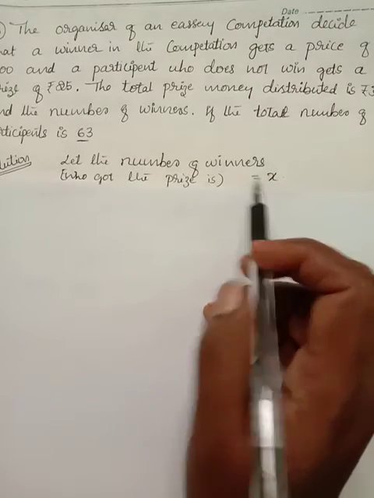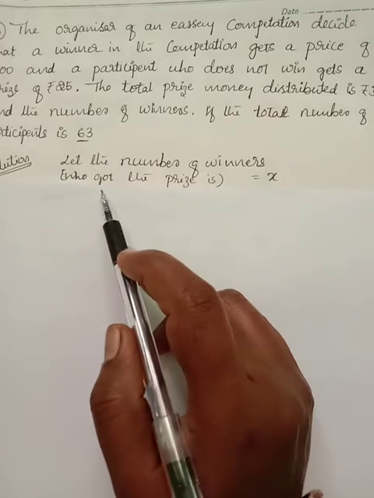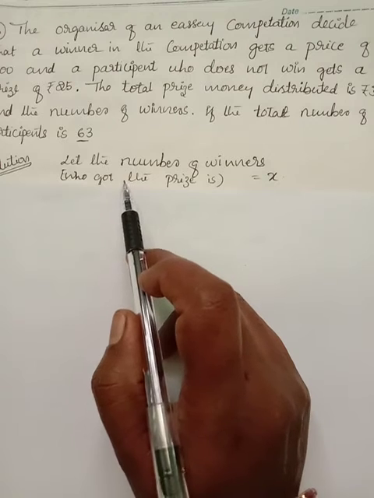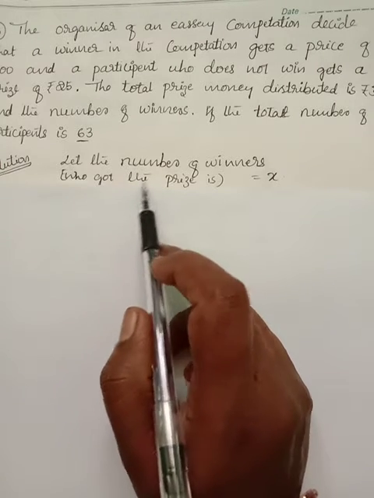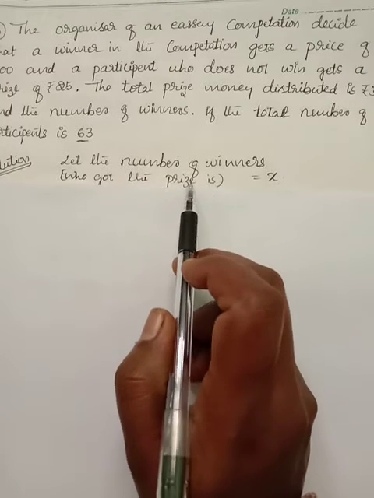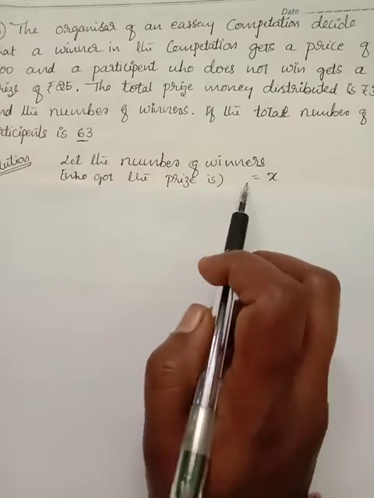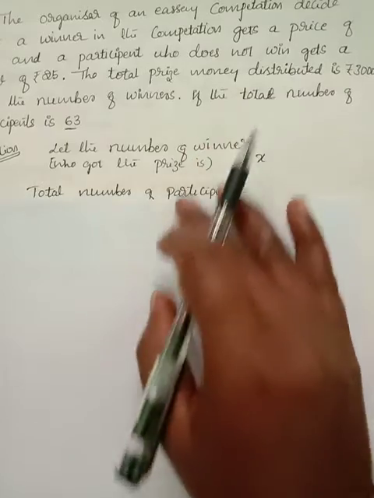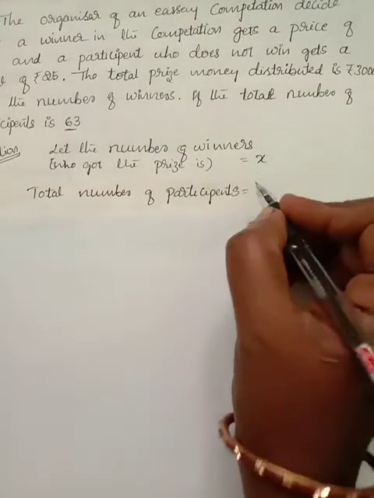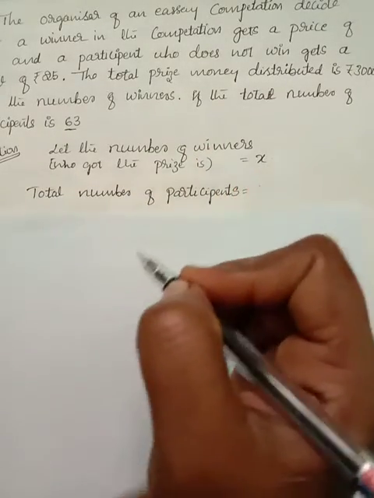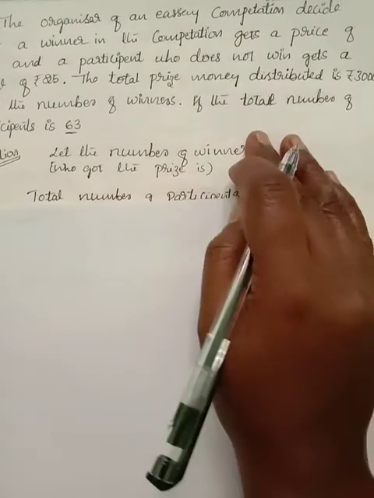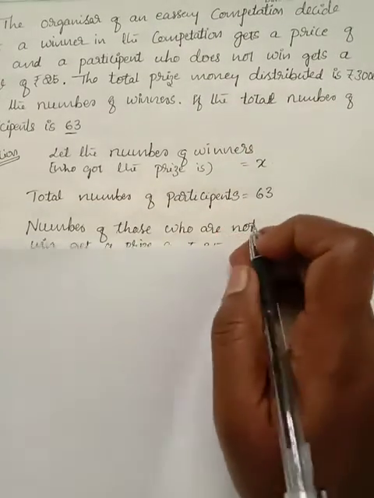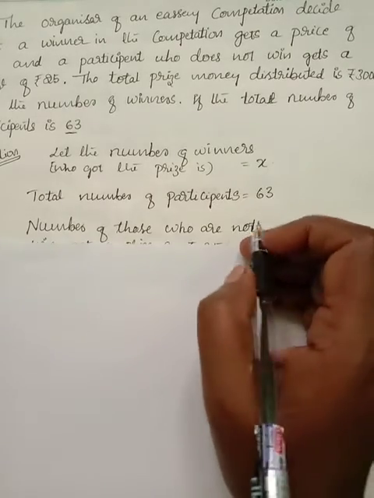So here, let the number of winners, it means I am writing a sentence in a bracket, look at it and observe it. Who got the prize is also very important, who got the prize is x. Then now you have to write the total number of participants. Total number of participants is how much? Yes, 63. The total number of participants is 63.